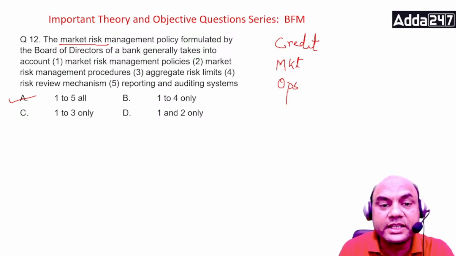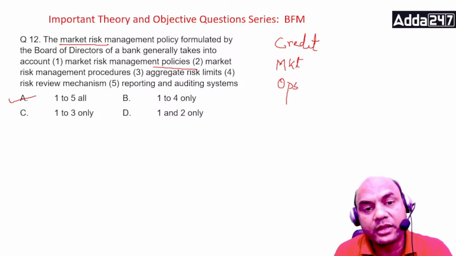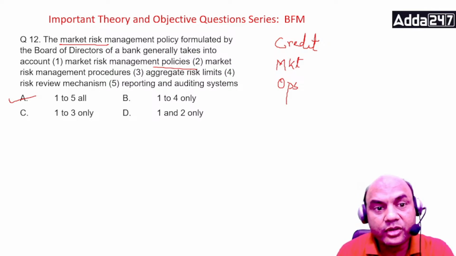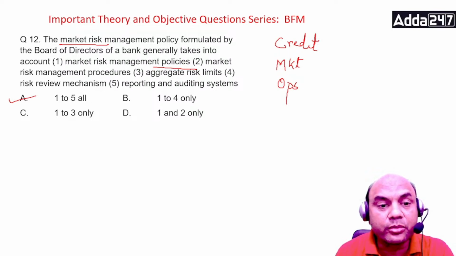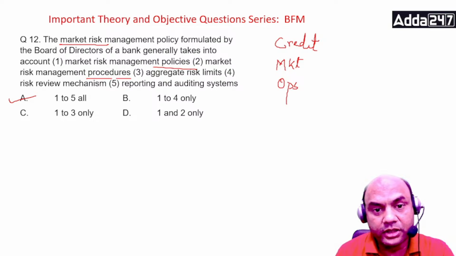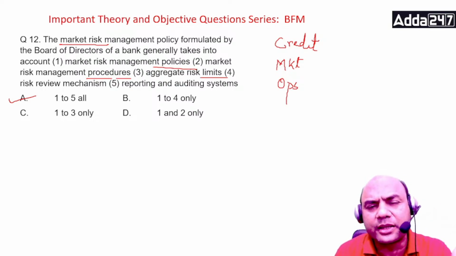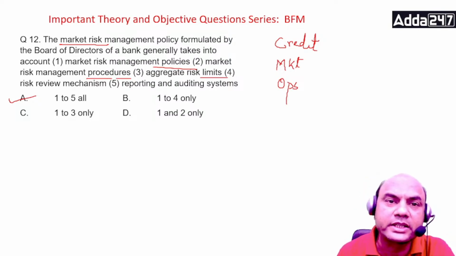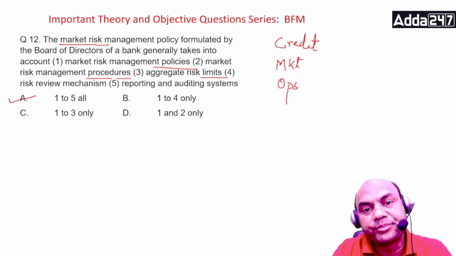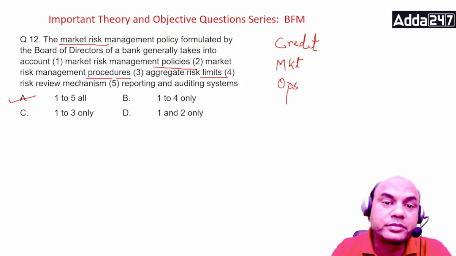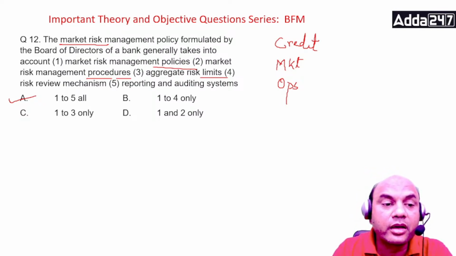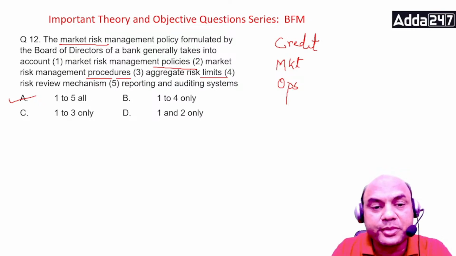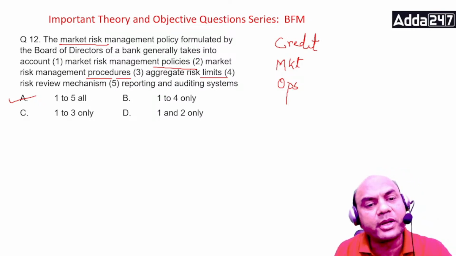Market risk management policies, the policies which are earlier decided by the bank. Now we are formulating a new policy, right? So earlier policies, what did it say? Earlier history policies before this year. Procedures, what are the procedures followed in the bank? Limits. Now risk limits are of various types. Always remember, aggregate risk limits, there are various types, starting from the deal size limit to the per day limit to the per dealer limit to the aggregate risk limit. Risk review mechanism, obviously the review should always be there, and reporting and auditing system. So all of the 5 will be taken into account.